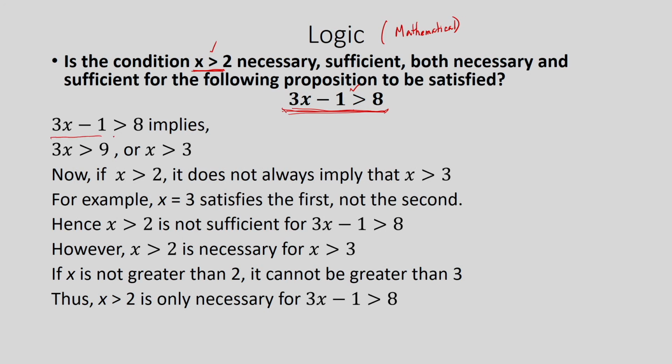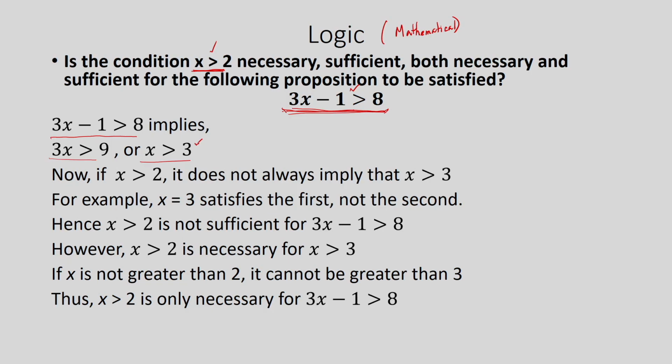So, that is the line of attack. We start with 3x minus 1 greater than 8 and we add 1 to both sides. So, we shall get 3x strictly greater than 9, and in the next stage we divide both sides by 3. So, we should get x is strictly greater than 3. So, this is what this proposition boils down to.